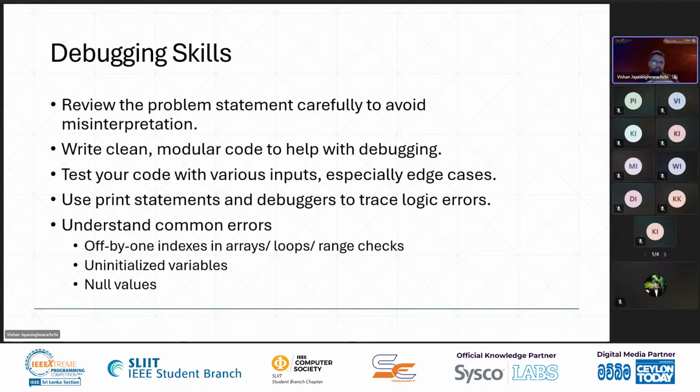Likewise, use print statements and debuggers to trace logic errors. Now, that's obvious, I think. You can use print statements, debugging, breakpoints and all you have in your tools, that is, IDEs, to trace errors, see what's happening, and do whatever fixes necessary. And that's that. And of course, when you're programming in a competitive programming competition, there are various rules. For example, some competitions won't allow you to leave the competition window.